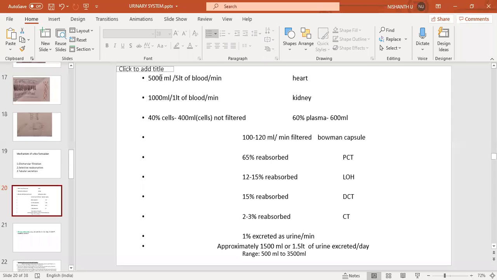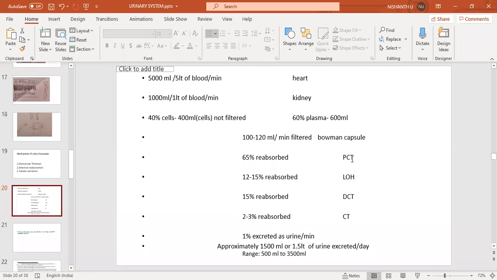That means the heart is pumping 5,000 ml, 1,000 ml reaches the kidney, and then 40% cells are there. Forget about them. 60% is plasma. In this 600 ml of plasma, 100 to 120 ml will get filtered in the Bowman's capsule. That means 120 ml enters into the Bowman's capsule. Of that 120 ml, 65% is reabsorbed in the PCT.